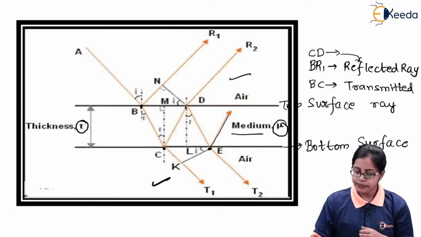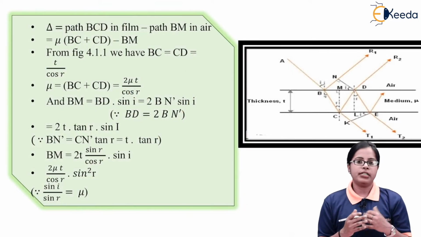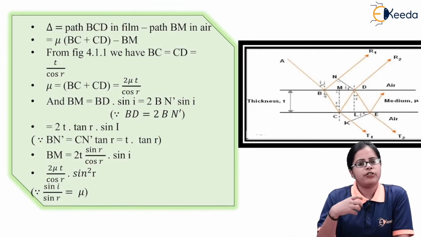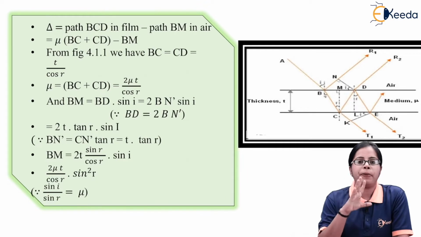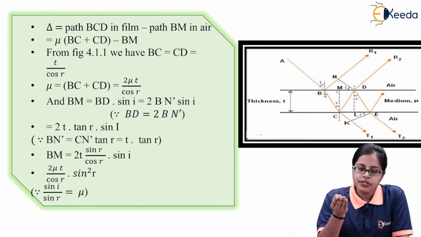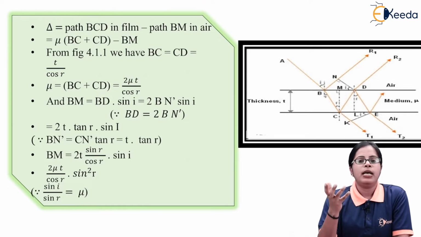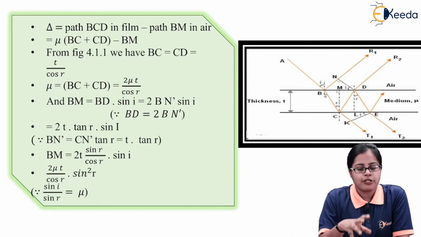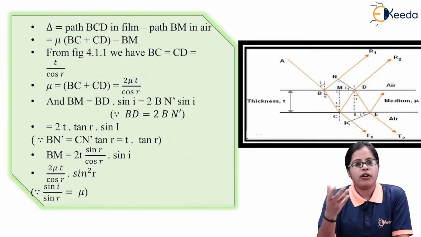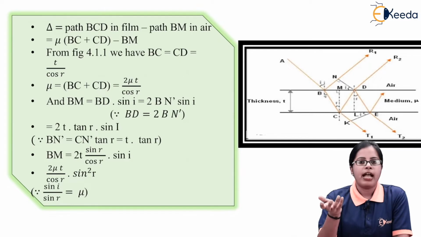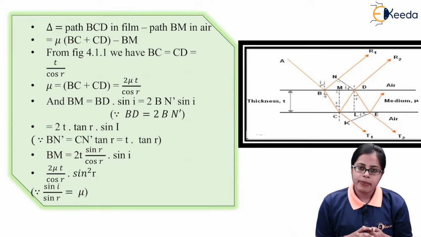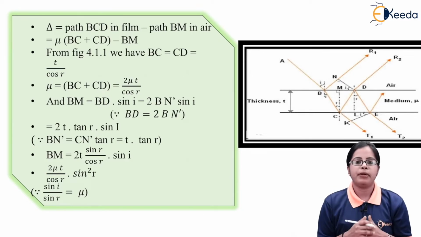Next is the further calculation. First, we are going to calculate the method to get the value of the optical path. Once I get the optical path or optical path difference, we are going to make use of that optical path difference to find the condition for constructive interference, or the condition for maxima, and using that optical path difference again we will find the condition for minima.